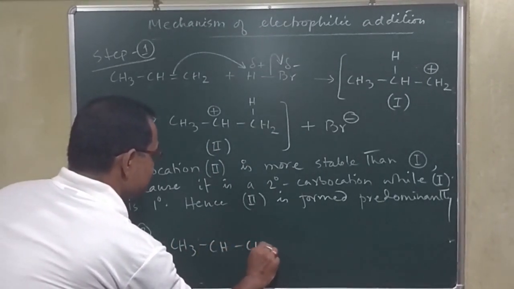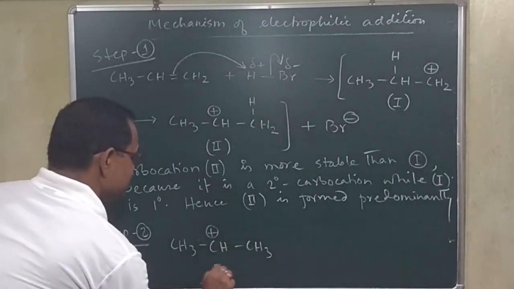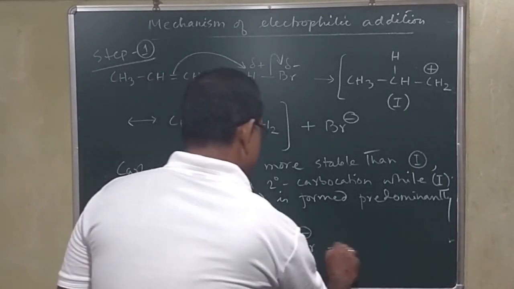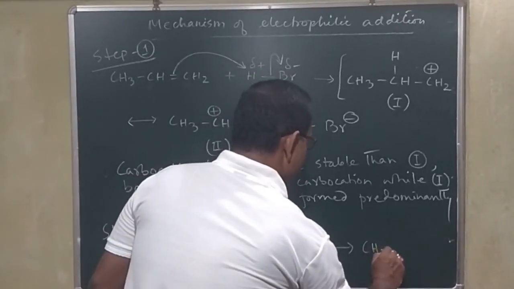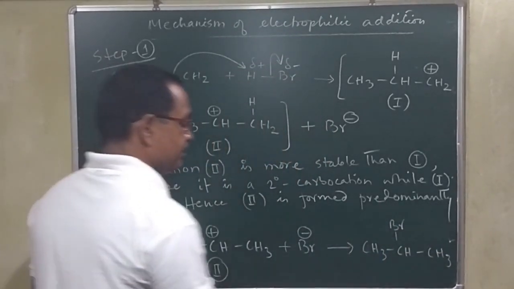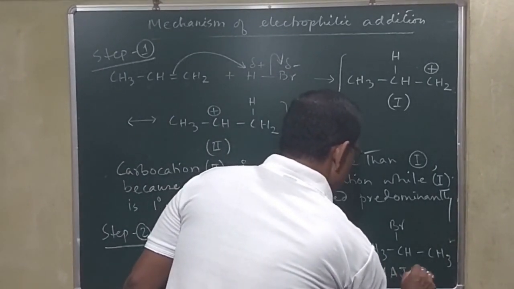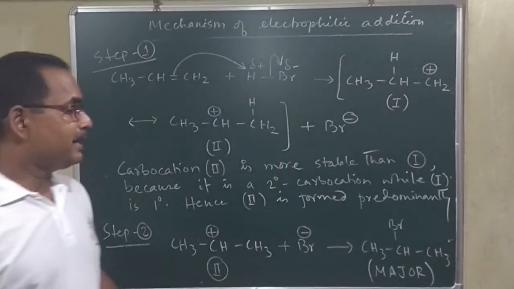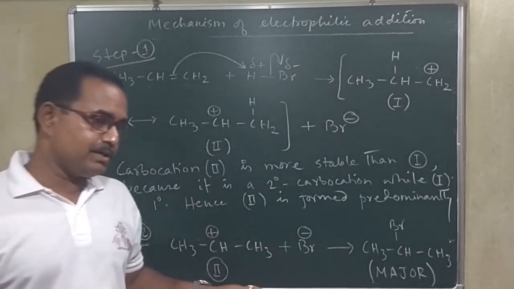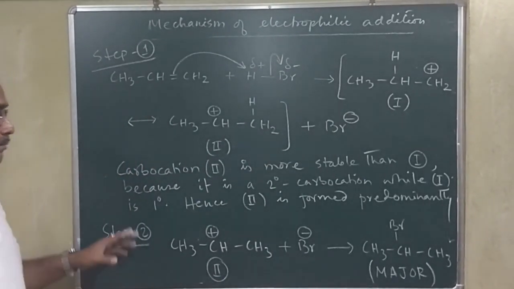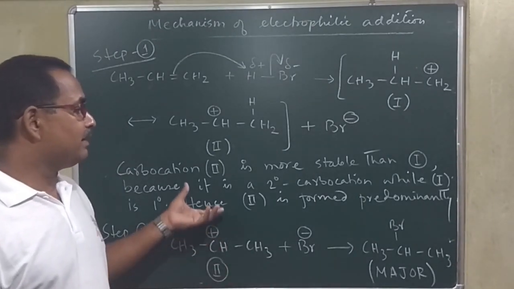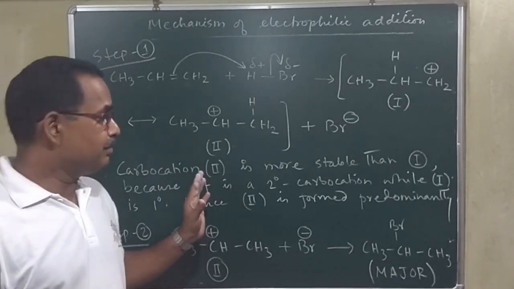CH3, CH, CH3 plus. This is carbocation 2. This will be attacked by bromide. This will give you CH3, CH, CH3, Br. So this is the major product. The minor product will be given by 1, because there is a little amount of 1 also in the mixture. So in this way, we can verify the validity of Markovnikov's rule.